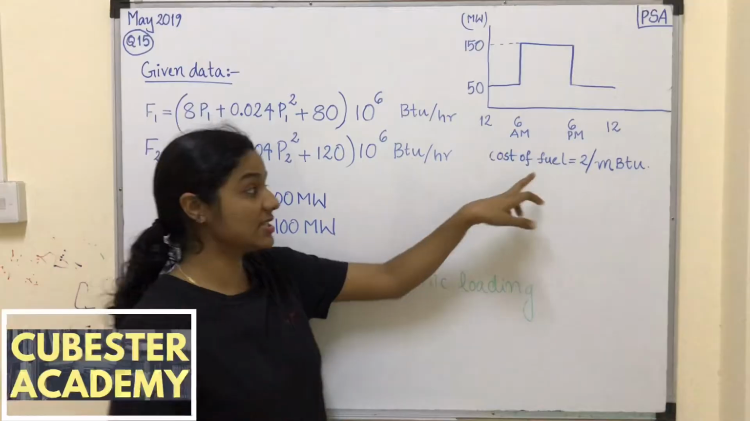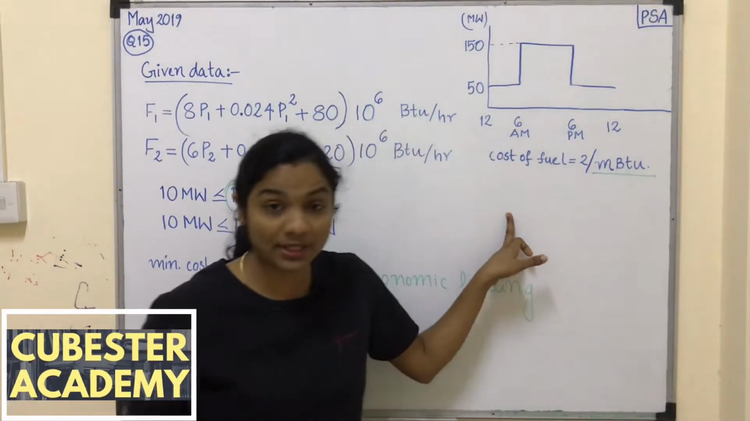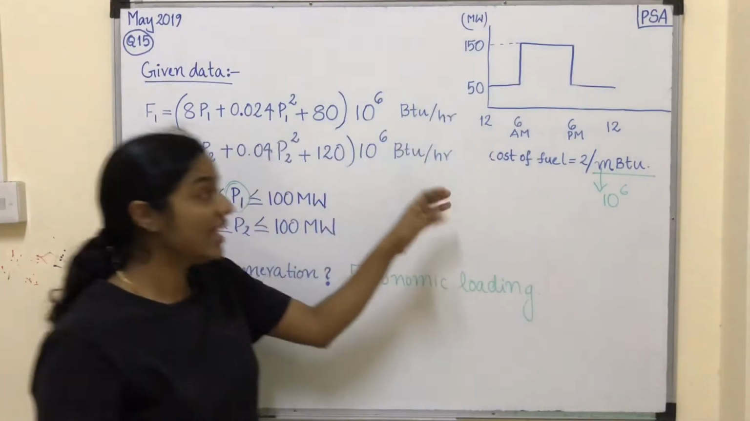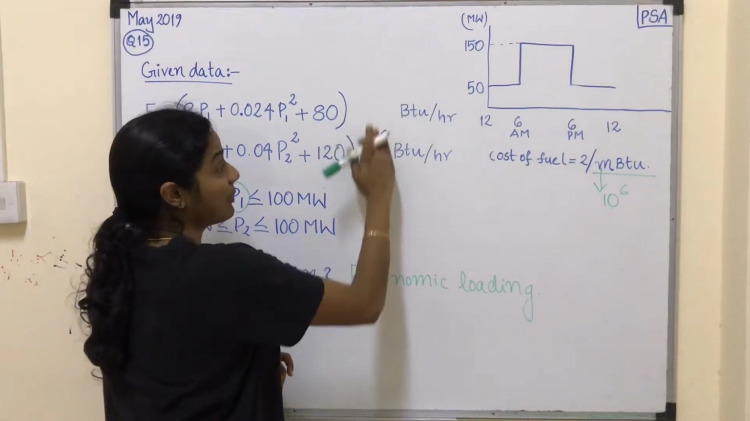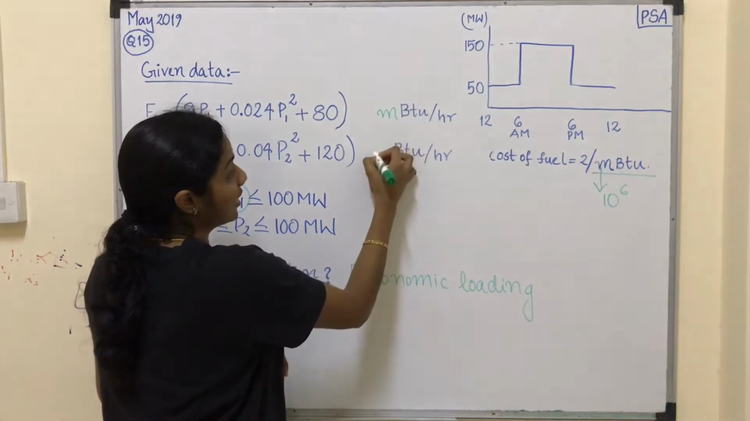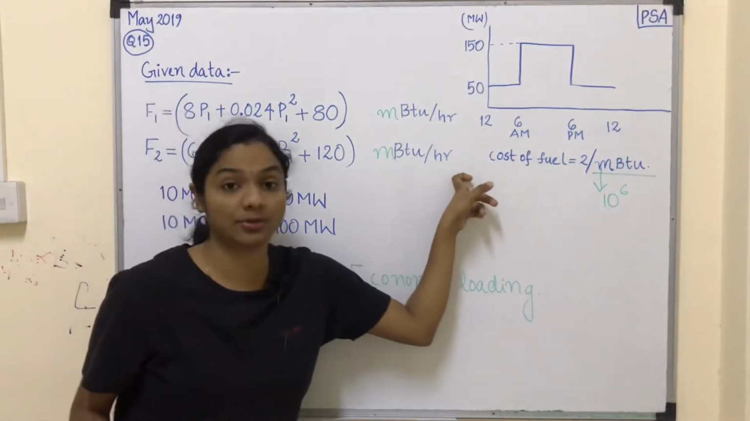The cost of fuel is rupees 2 per million BTU, and this million means 10 power 6. So in the given data, instead of 10 power 6, I am replacing this with million for easy calculation. Million BTU per hour.